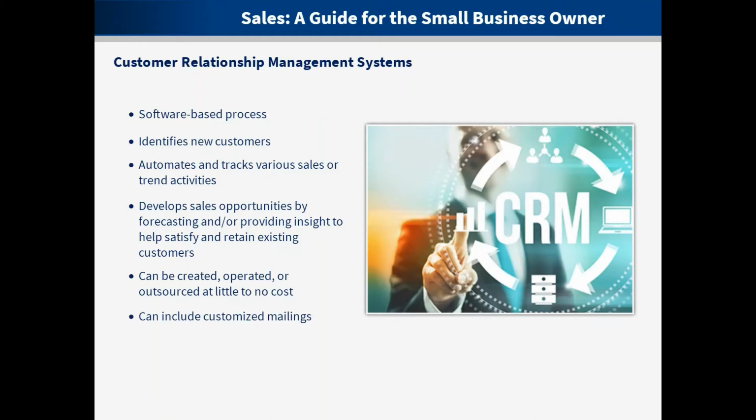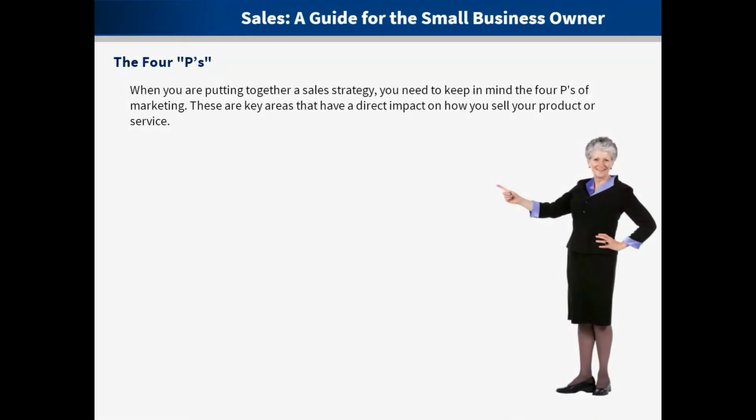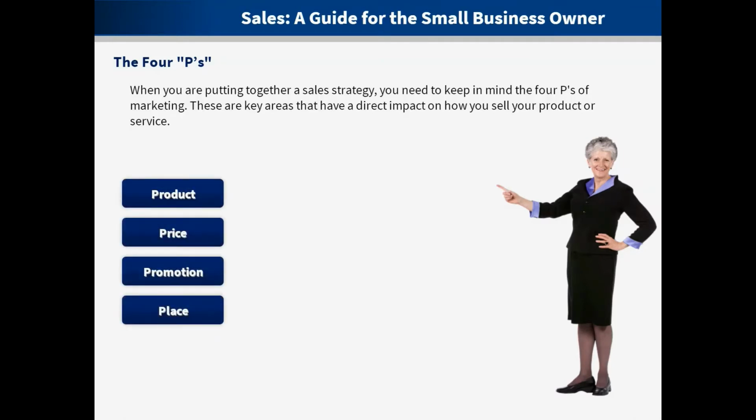Some potential CRM approaches include customized mailings based on known customer buying habits, or sending out e-coupons on customer birthdays. When you are putting together a sales strategy, you need to keep in mind the 4 P's of marketing. These are key areas that have a direct impact on how you sell your product or service.